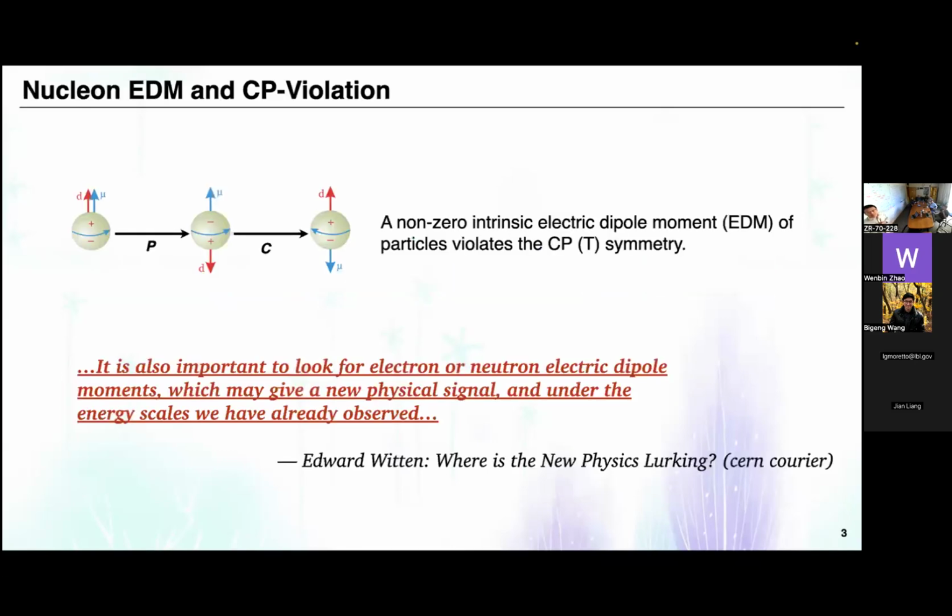So a non-zero intrinsic electric dipole moment of a particle means CP violation, because if you look at this example, this particle has a dipole moment and also a magnetic moment or spin, and if you do P and C transformation, it will change its state. So physically, you can think of the dipole moment as kind of a vector, and the spin or the magnetic moment as kind of an axial vector. So this is the physics.